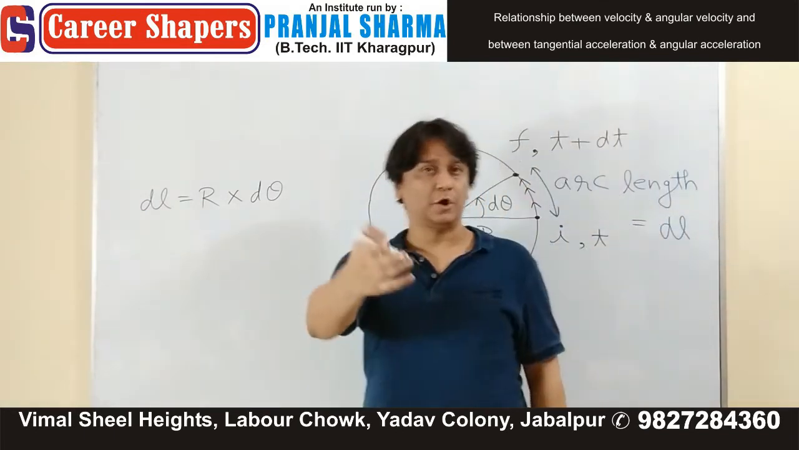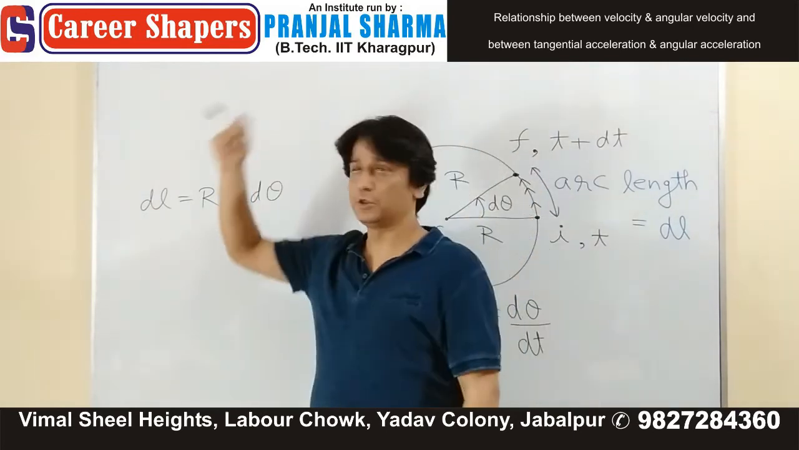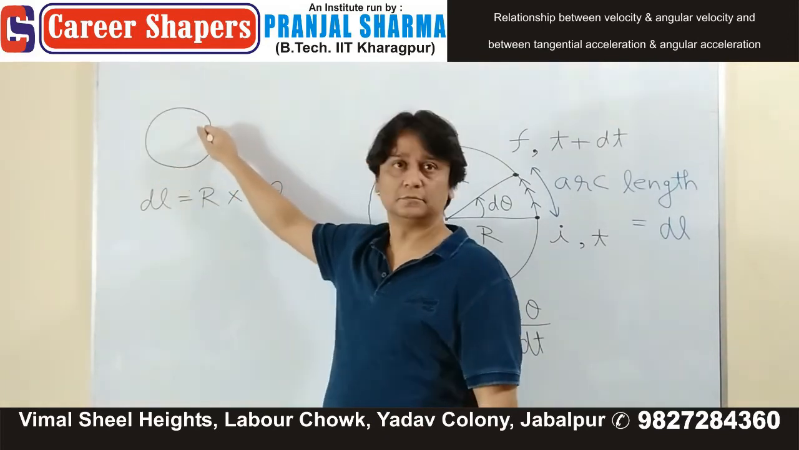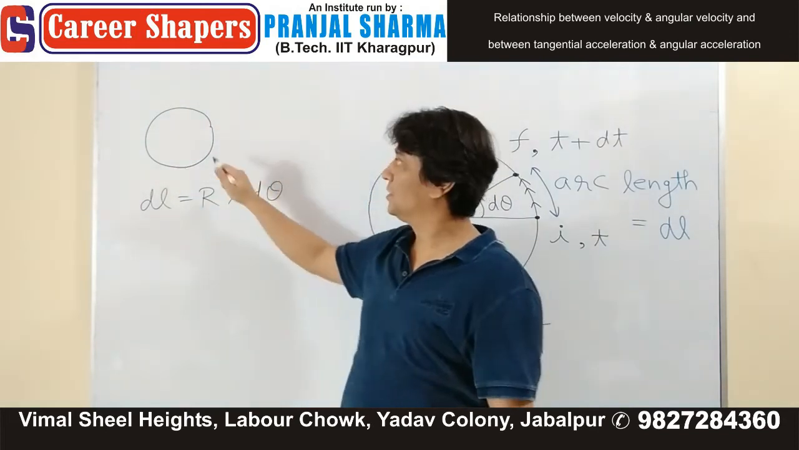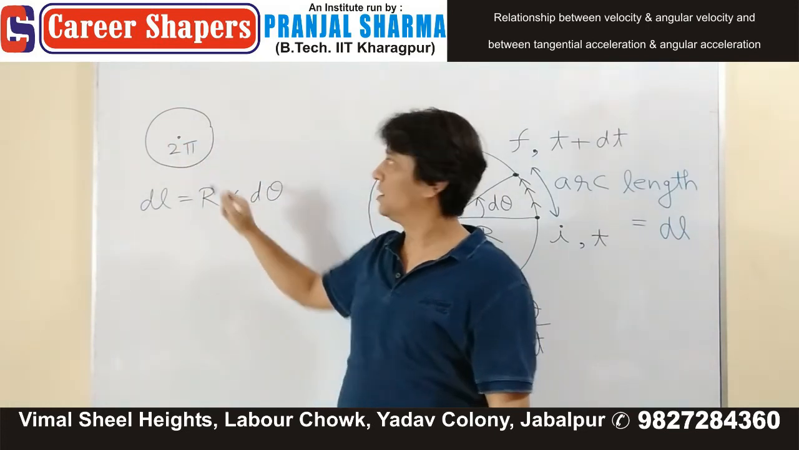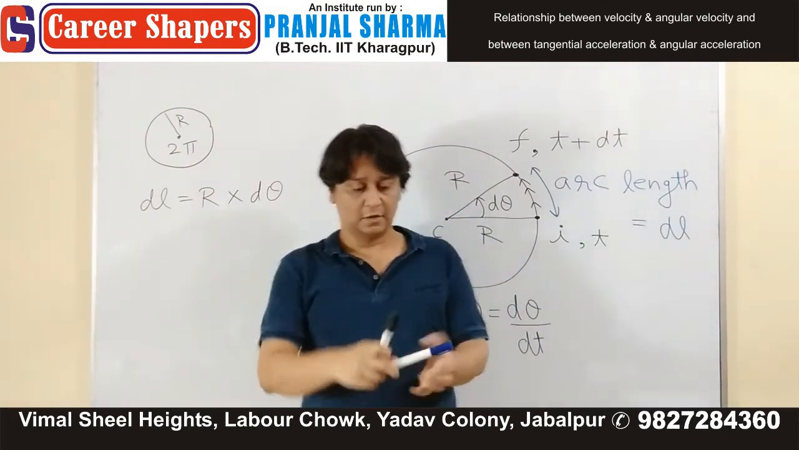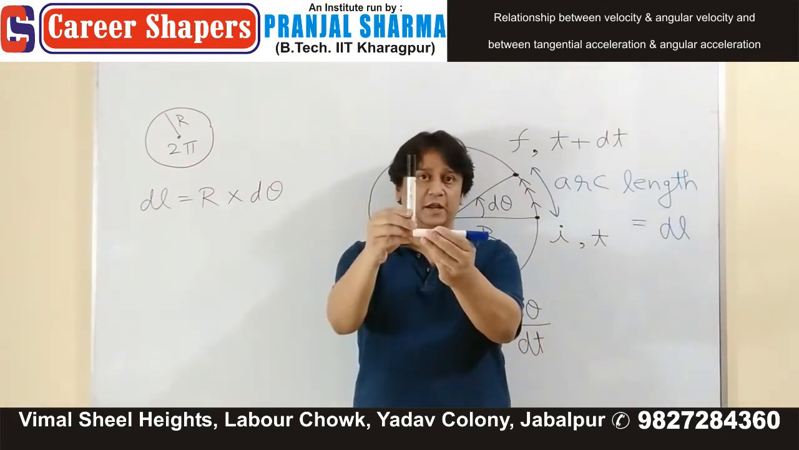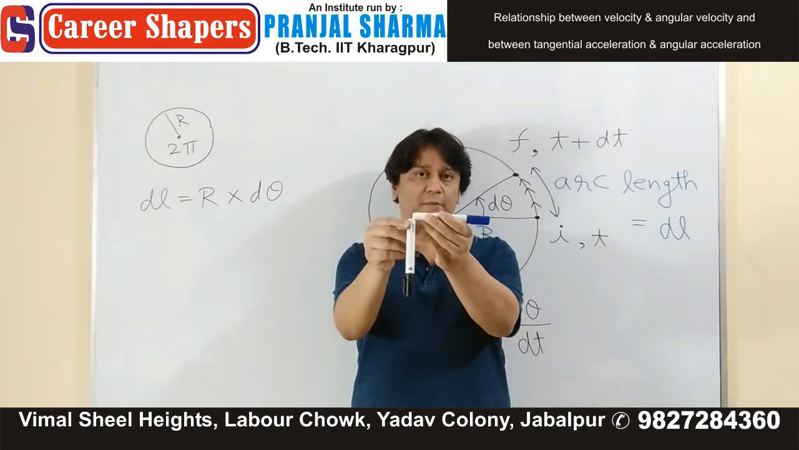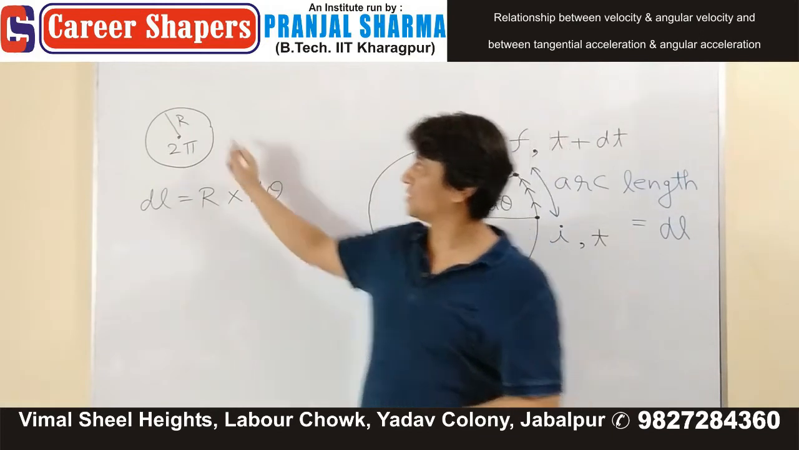Although I haven't taught you this, everybody knows about this thing. How do you know this thing? Look here. If I say take a full arc, then what is the angle this full arc subtends at the center? 2 pi. What is the radius? R. This is 90, pi by 2. Pi. 3 pi by 2. 2 pi. That makes what? Full arc. So if this is a full arc, then what is the length of the full arc?